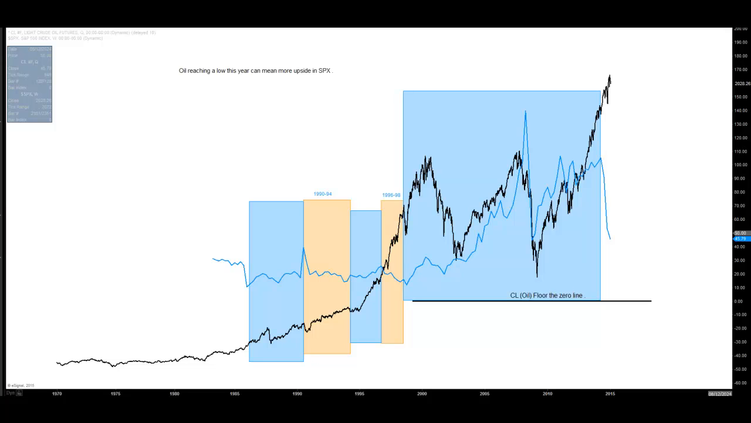As we always do, here we go with a video in which we're going to take a look at something interesting that is being talked about around the market or is happening in the market. In today's video, we're going to take a look at the relationship between oil, which is the line in blue, and the S&P, which is the line in black.